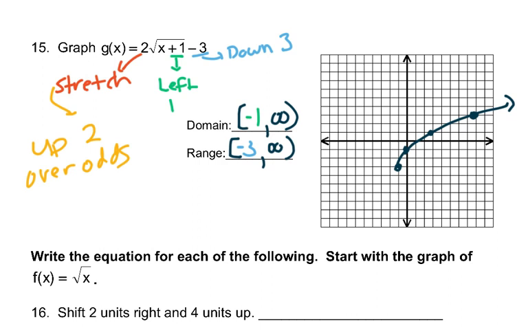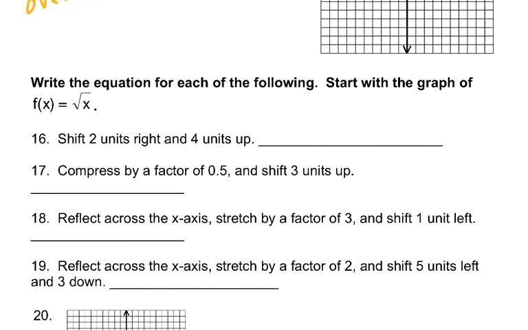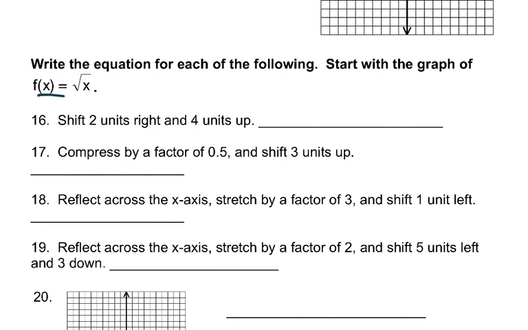Now we're going to look at writing an equation from the transformations. So we're starting with the square root of x. For 16, we're going to shift it 2 to the right and up 4. So inside is left and right, outside is up and down.